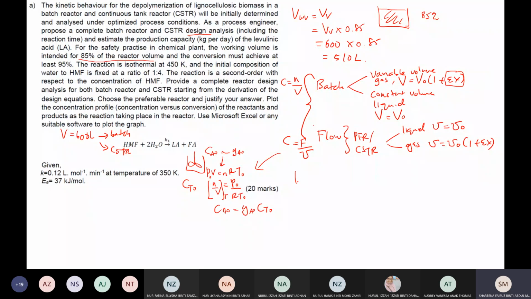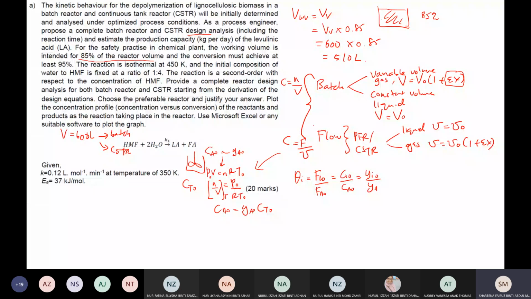Okay, and theta, remember it will be either in terms of FI naught over FA naught, or CI naught over CA naught, or YI naught over YA naught. Okay, so this is theta. You have to remember this basic concept.